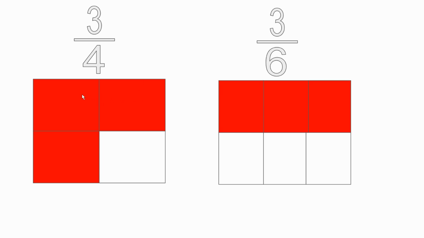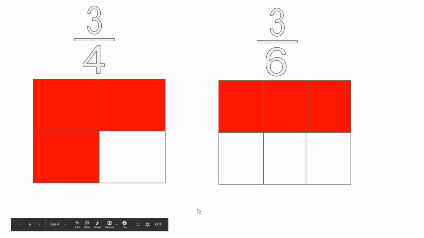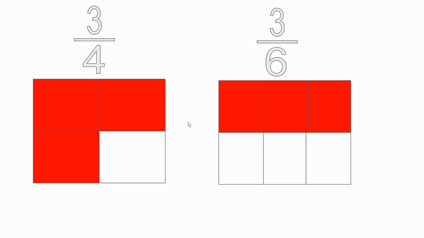3/4 has 3 red squares out of 4. 3 parts are shaded out of the 4. And on 3/6, we have 3 shaded out of the 6. Now, these shapes are the same size. So which shape had more shaded? Which side is greater? If you said 3/4, then you were correct. 3/4 is greater than 3/6, even though 6 is bigger than 4. That's a real big difference that we have to realize when we are dealing with fractions with the same numerator.